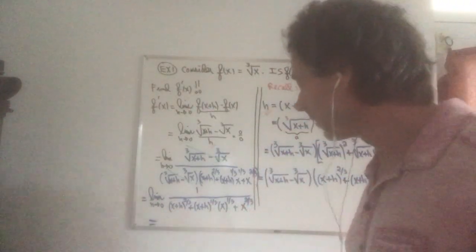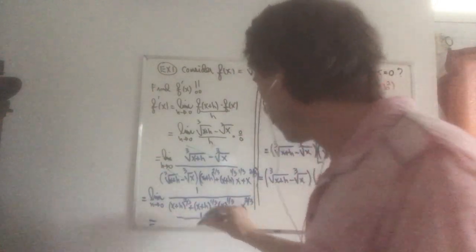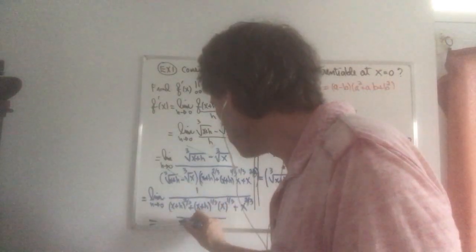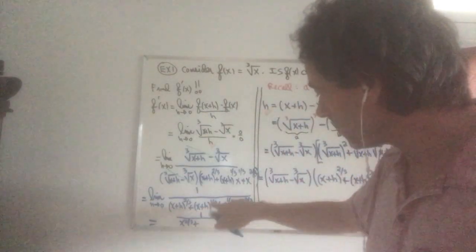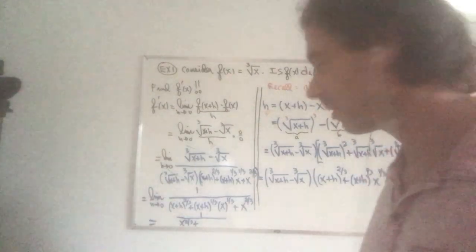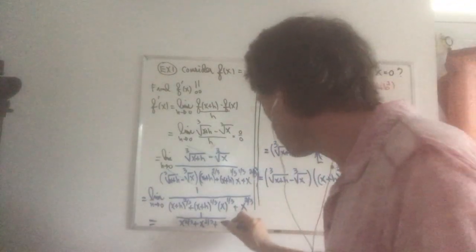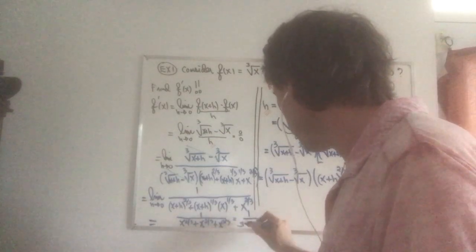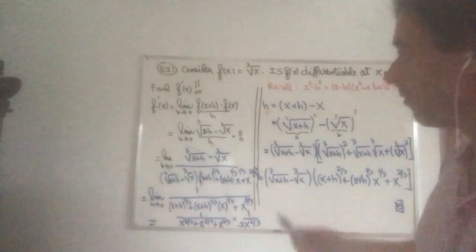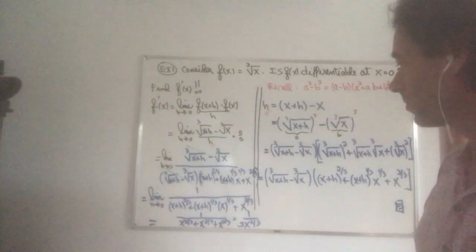What is that equal to? Time to cheat, really. Time to replace h by 0. So that is 1 over x plus 0, so x to the 2/3, plus x plus 0, that's x to the 1/3. What's x to the 1/3 times x to the 1/3? It's x to the 2/3 again. Plus x to the 2/3, look at that. We have here 1 over 3x to the 2/3. All of this to actually find what? The derivative of this function, f of x equal to the cube root of x.